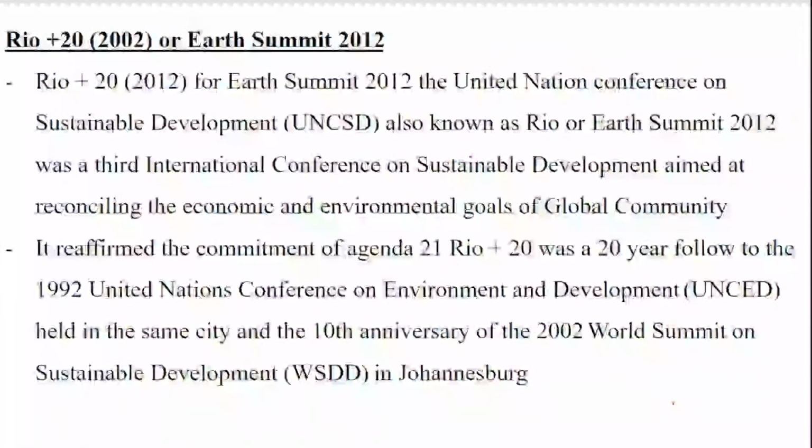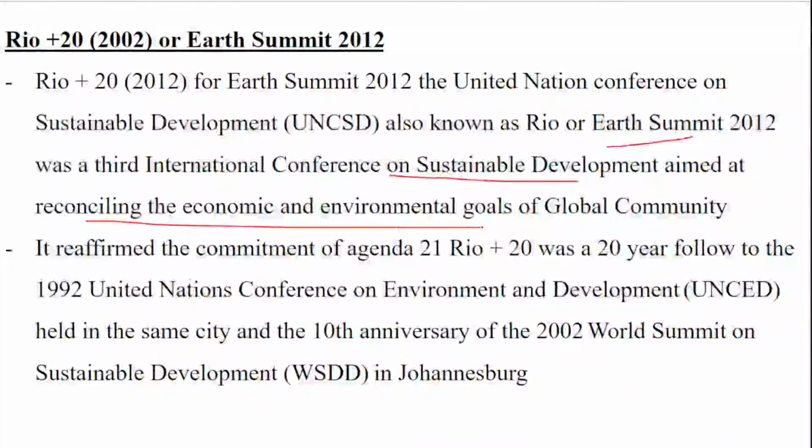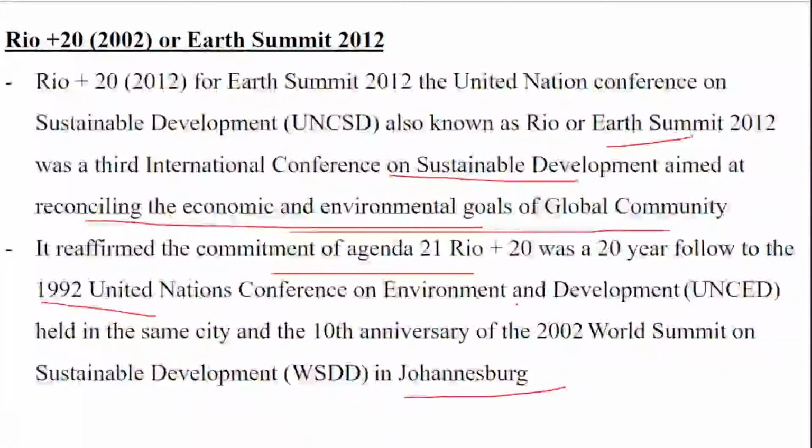Okay, now going to Rio 20. So the Rio 20 Summit, that is 2012, also known as the Rio Earth Summit 2012, was the third international conference on sustainable development, and it aimed at reconciling economic and global environmental goals of the global community. So this was the main intention. It reaffirmed the commitment to Agenda 21, a 20-year follow-up of the 1992 Earth Summit, and this was held in Johannesburg. The earlier one was held in Brazil, okay, and the next anniversary was held in Johannesburg.